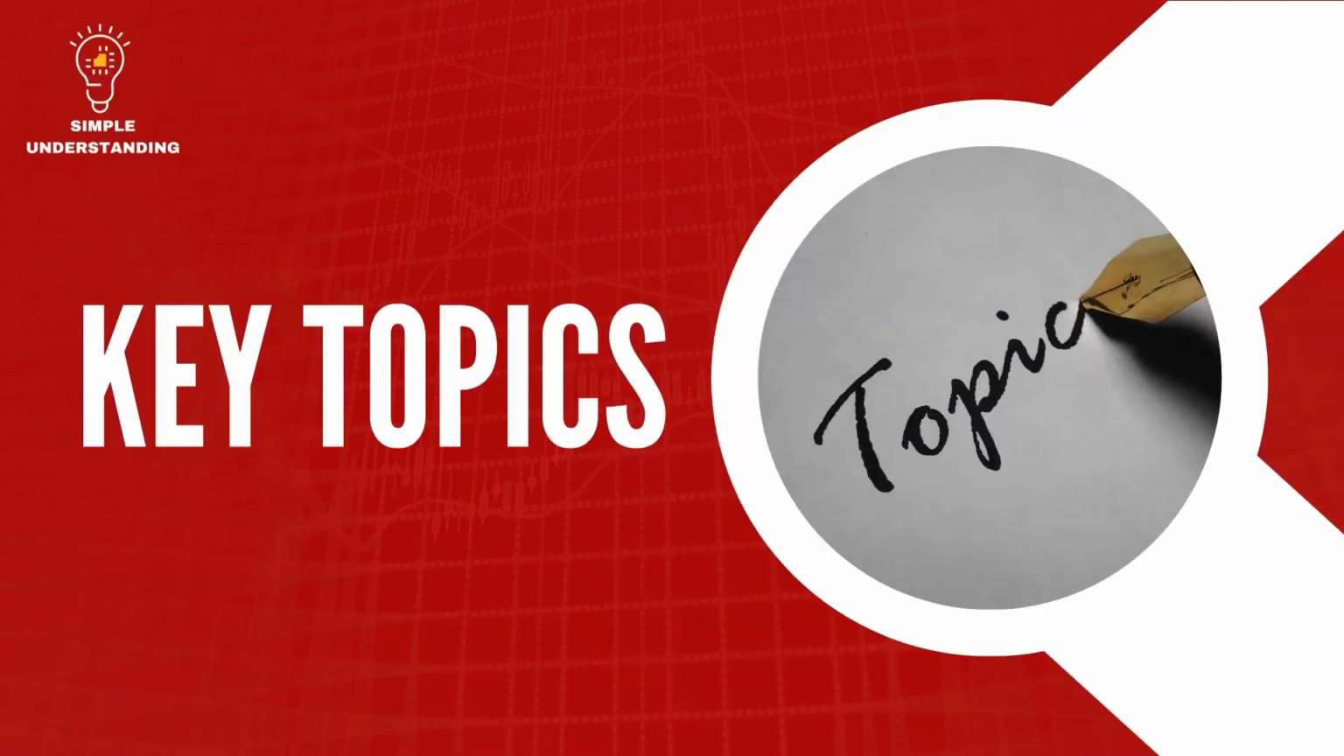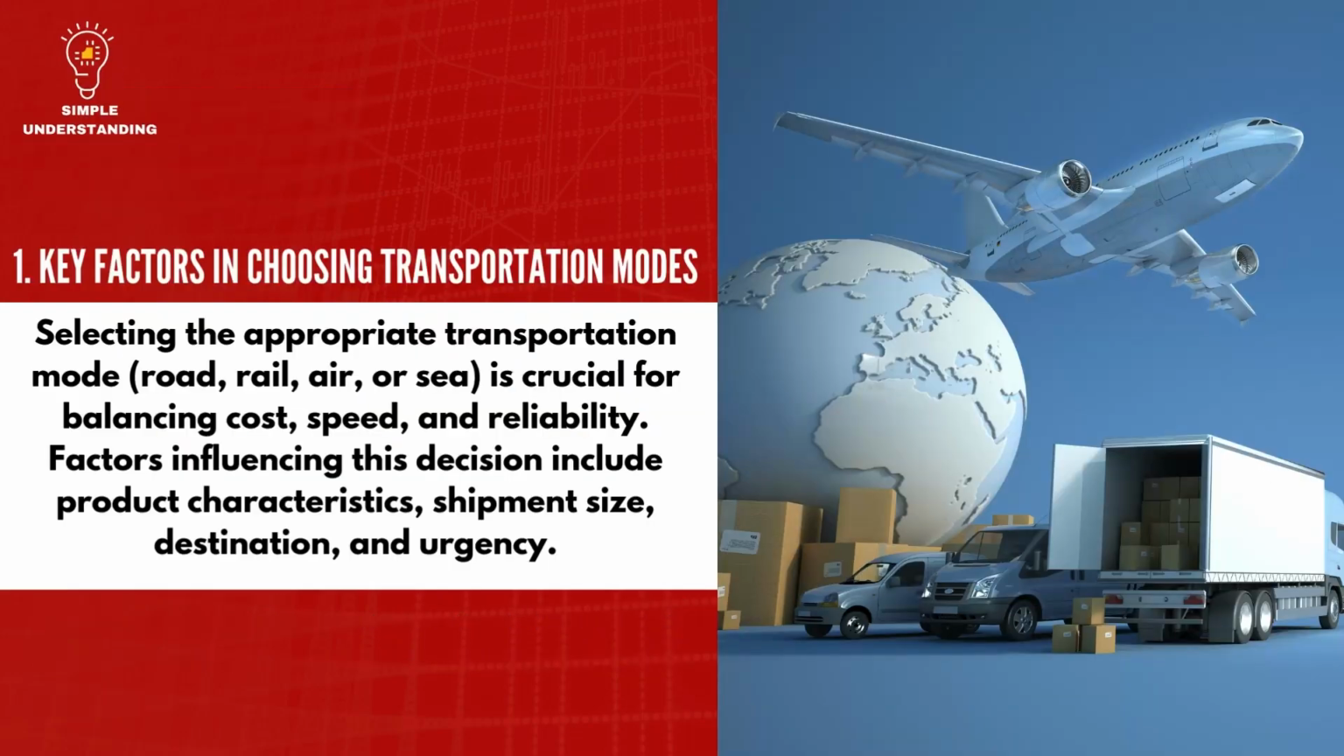Key topics. 1. Key factors in choosing transportation modes. Explanation. Selecting the appropriate transportation mode, road, rail, air, or sea, is crucial for balancing cost, speed, and reliability. Factors influencing this decision include product characteristics, shipment size, destination, and urgency.